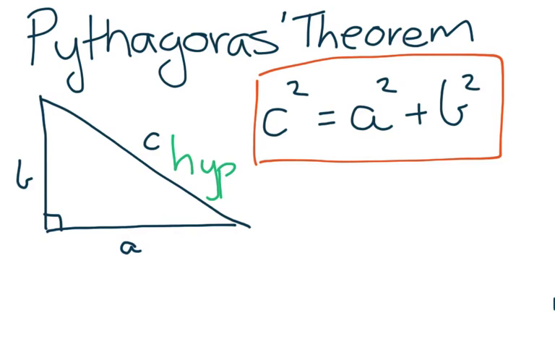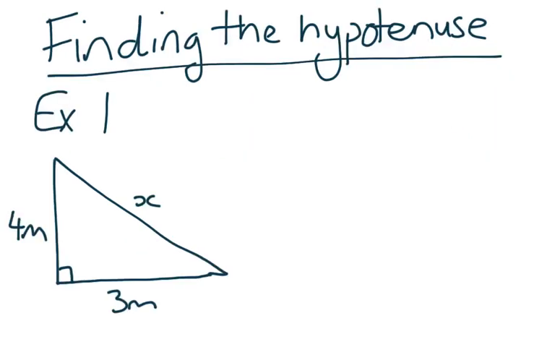We can use this formula to help us find any side of a right-angled triangle as long as we know the other two. I've done up a couple of examples for you. The first one is finding the hypotenuse. What I usually get students to do first is label the sides. It doesn't matter which side is A and B in terms of the 4 and the 3 here. We know that this one has to be C because it's the longest side.